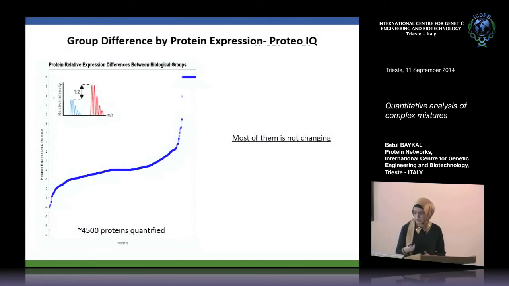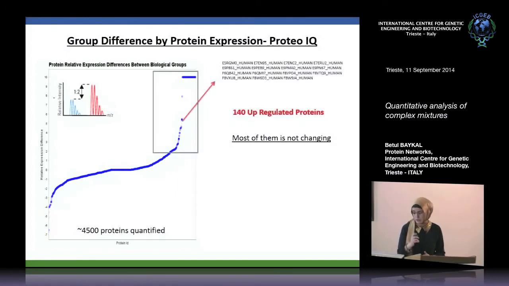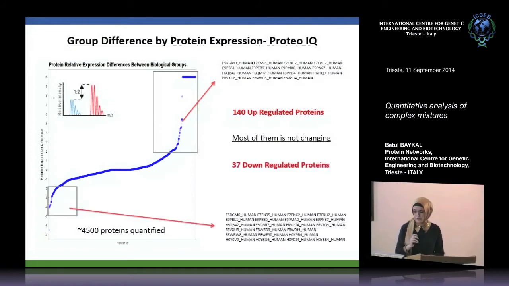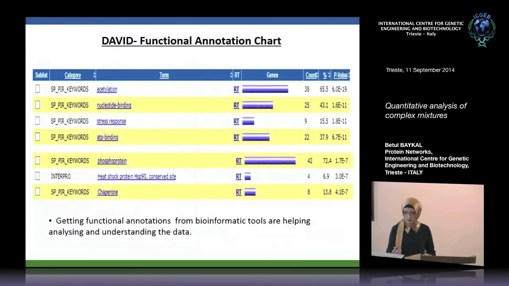So this graphic is calculated by that. It's with ProteinIQ, and in this graphic we see that we quantified nearly 4,500 proteins, and out of those we identified 140 protein groups that are upregulated, and 37 proteins that are downregulated, and we see that most of them are not changed, and this is what you want to see and expect in a mass spectrometry result.